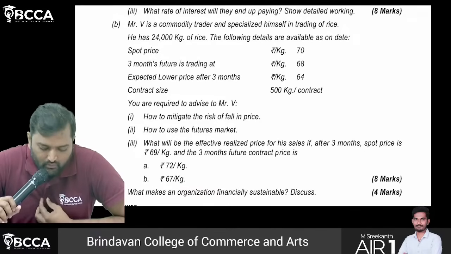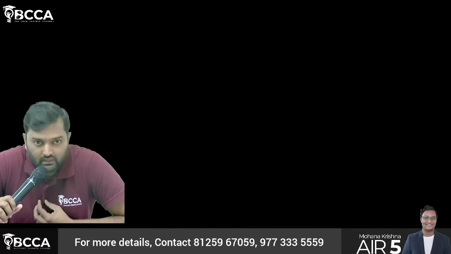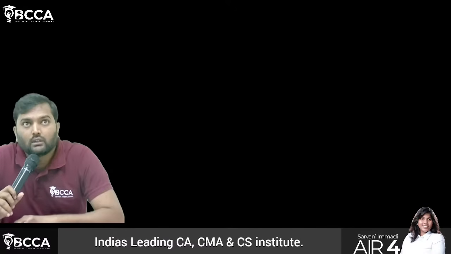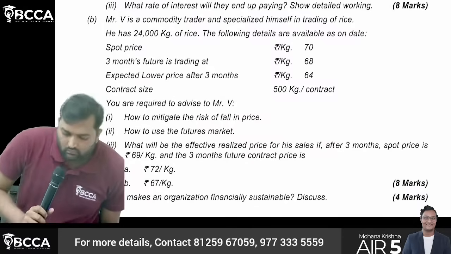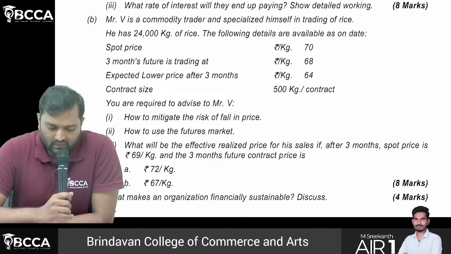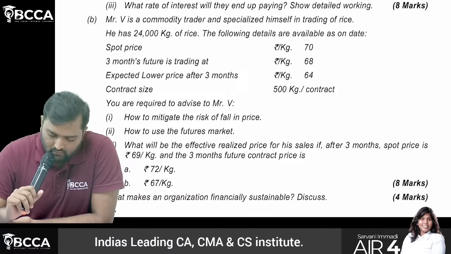Mr. V is a commodity trader and specialized himself in trading of rice. He has 24,000 kg of rice. The previous question is different and this question is different. In this question he has 24,000 kg of rice. The following details are available as on date.